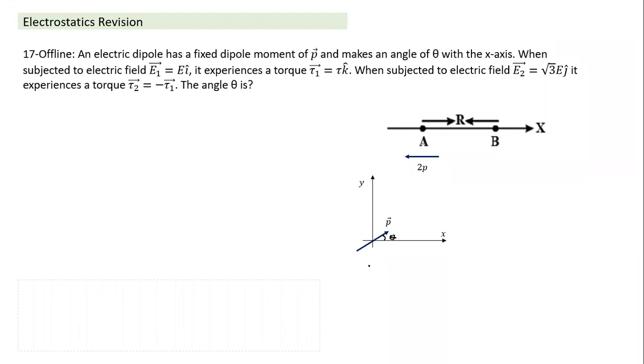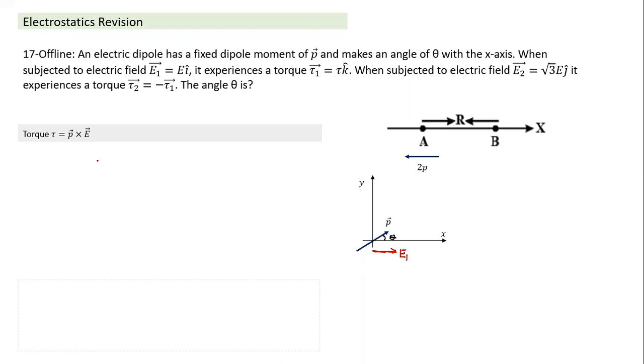How is E1 here? The direction of E1 is something like this. Let me represent how the first field is. The first field is something like this, E1, along the x-axis. So what is the torque a dipole experiences in the presence of a uniform field? It is based on that.